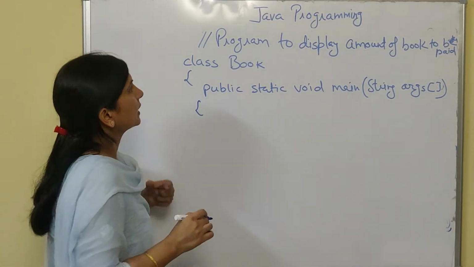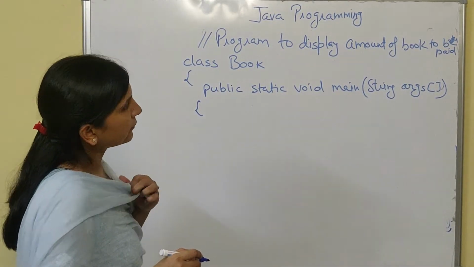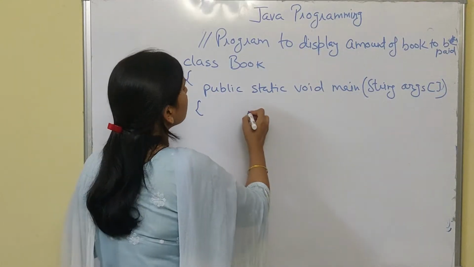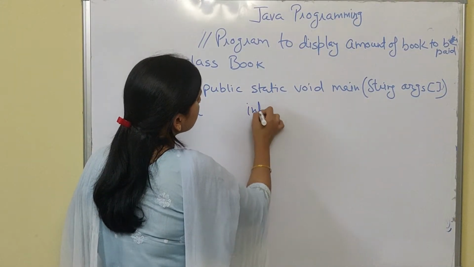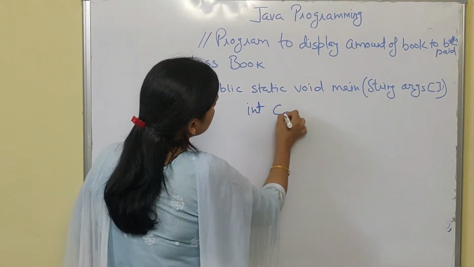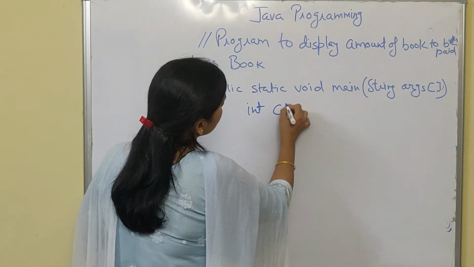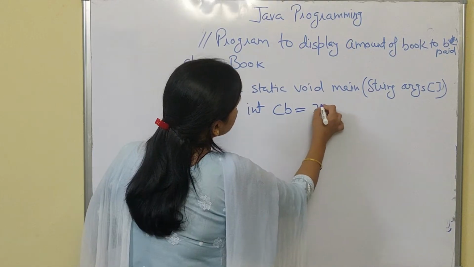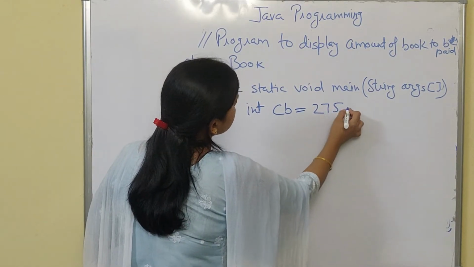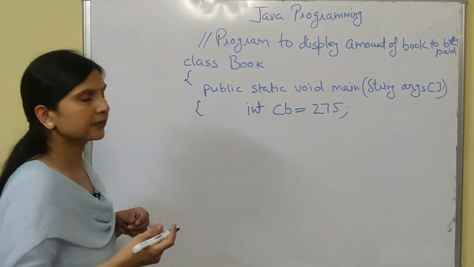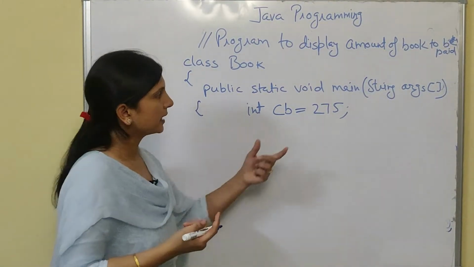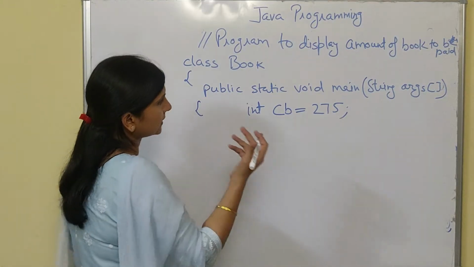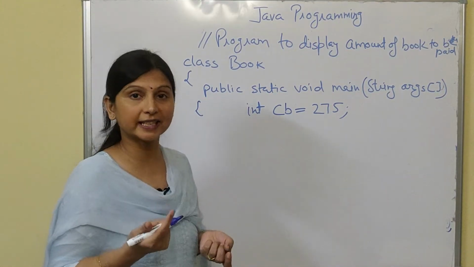Fine. Now the program was, we have to take a variable cost of book. I am taking int type cost of book, CB I am taking, and I am assigning here 275. Fine. I have taken a variable CB cost of book and assigned a value. Any value I can assign. Now discount. Discount is 15%.